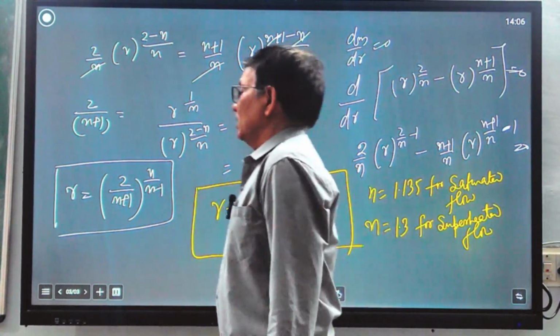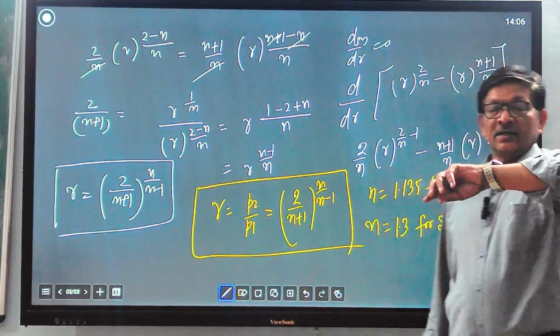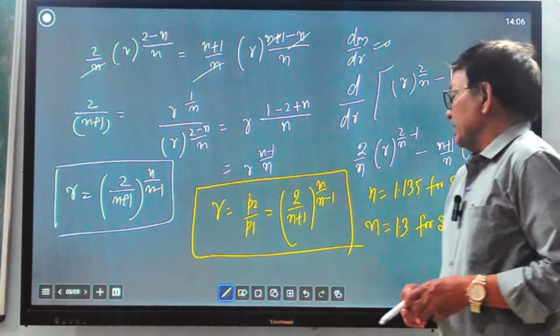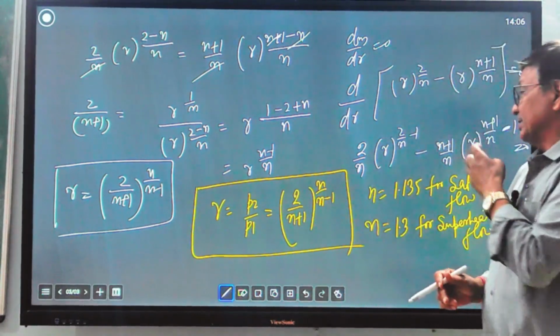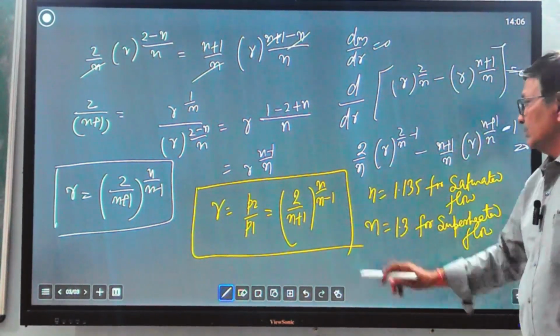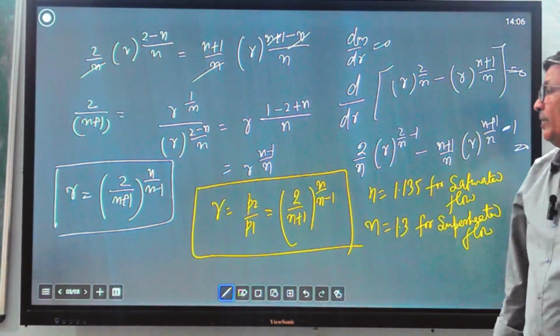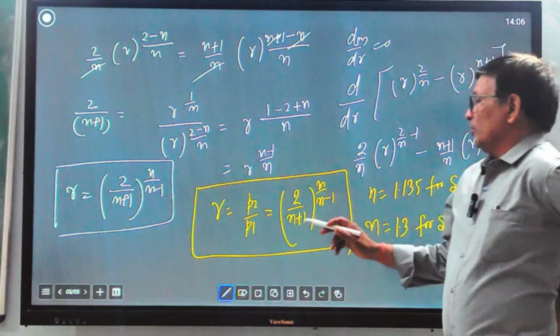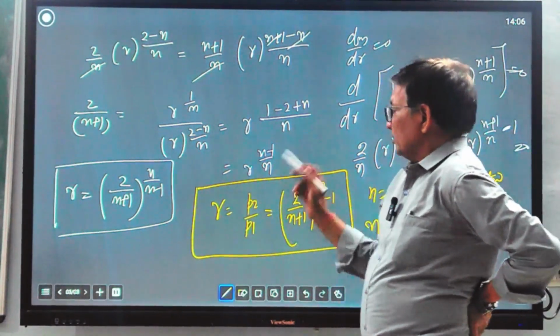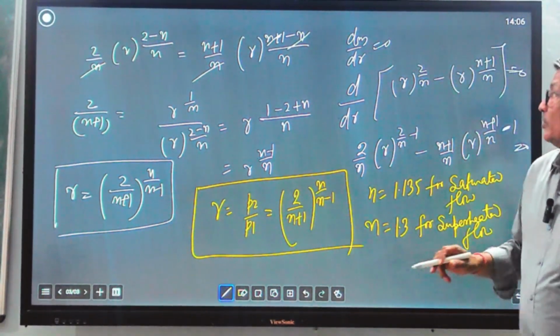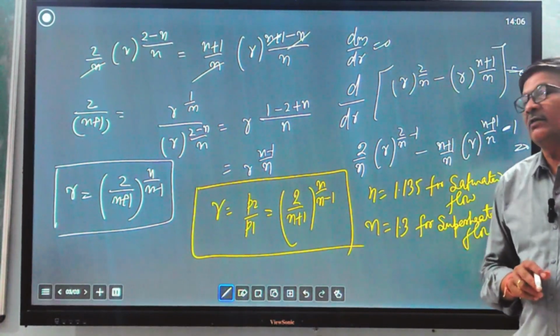Now the second thing is that when there is a critical mass flow rate, a maximum mass flow rate, putting this value of the condition P2 by P1 in the equation of the mass flow, you can find out the maximum mass flow rate also. If we want the maximum mass flow rate, putting this value of P2 by P1 in the equation of the mass flow rate, you can get the mass flow rate.